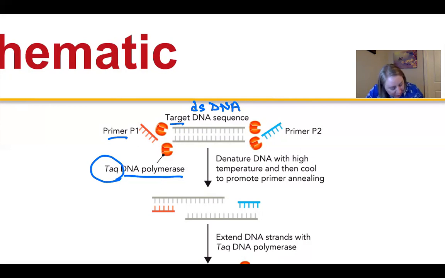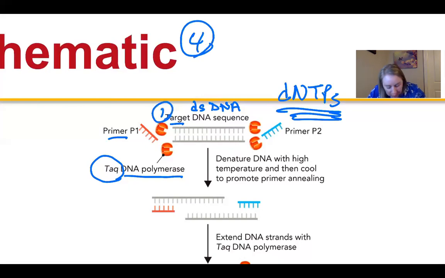And then you also need, I guess they don't really show it, but you do need dNTPs. They didn't put it. That's terrible. You need dNTPs, right? So you need 4 things. You need a target sequence. You need primers, well, you really need 2 primers. You need DNA polymerase and you need dNTPs. Okay, now we have everything we want.